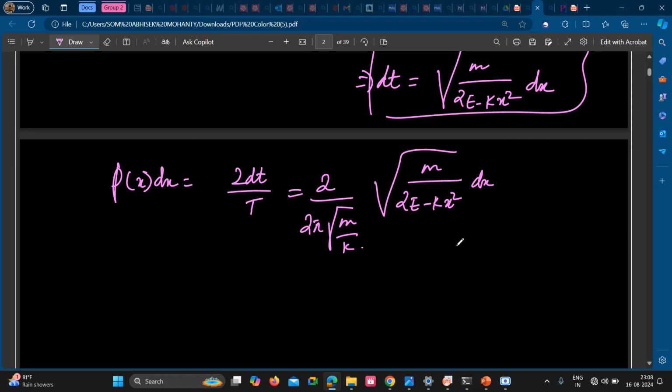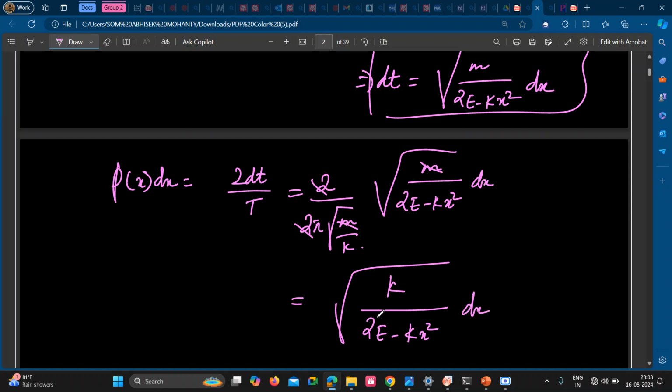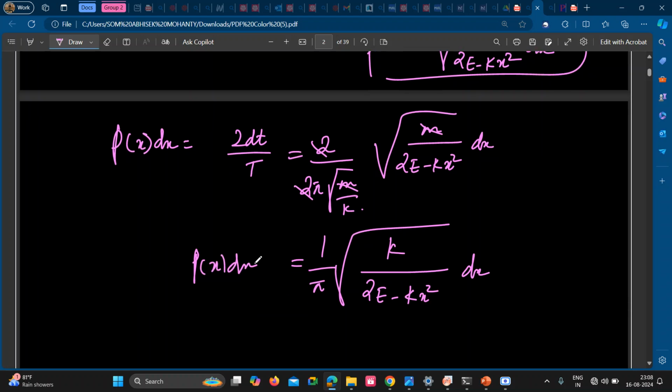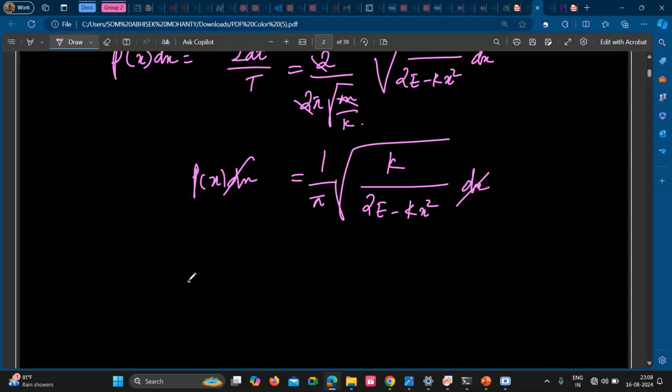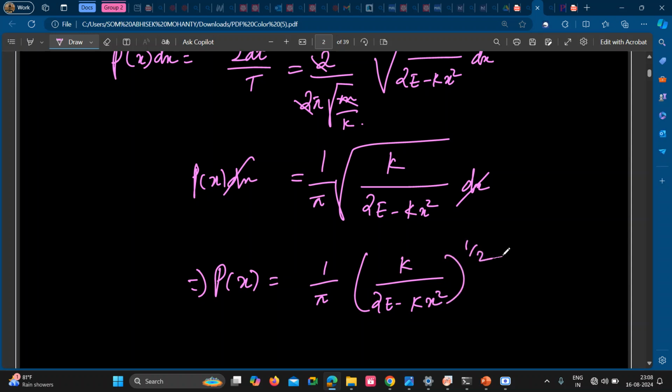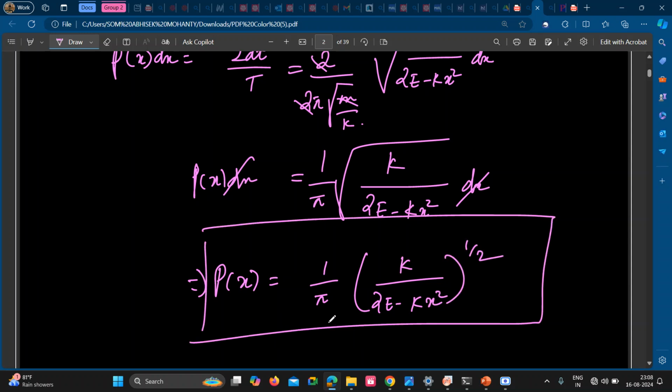So let's do one thing. Okay, m will be cancelled out, right? 2 cancelled out, m cancelled out, dx. Okay, wait. So root over of k, k goes off, 2E minus kx square dx. Pi is also there, na? 1 by pi. So px dx, so dx cancelled out. I needed px. So px will be what? Px is equal to 1 by pi, k divided by 2E minus kx square, to the power half. Okay, that's it. That's the probability density function.